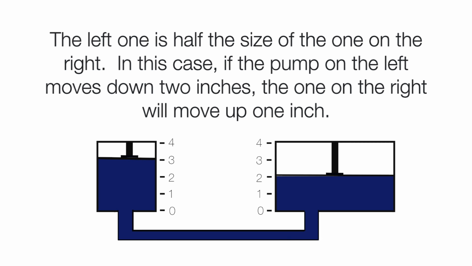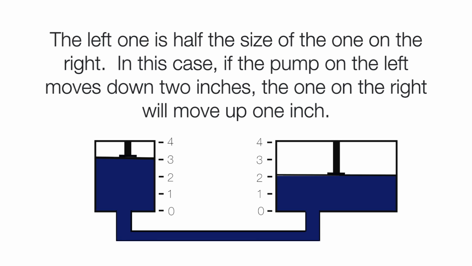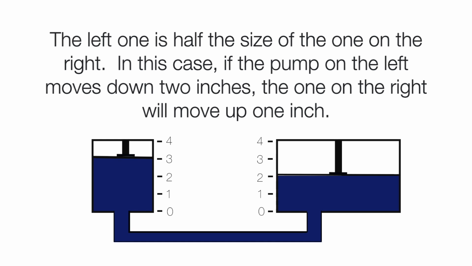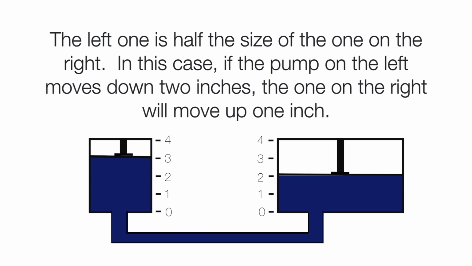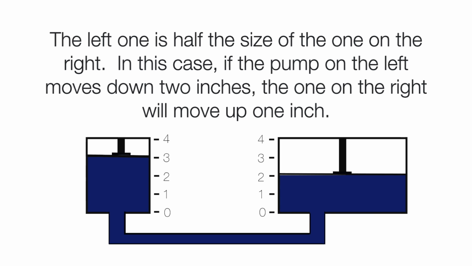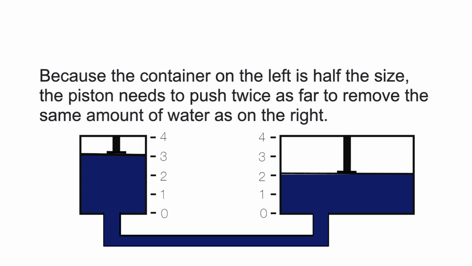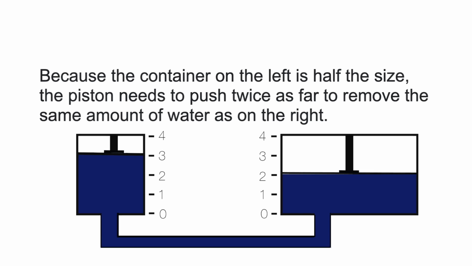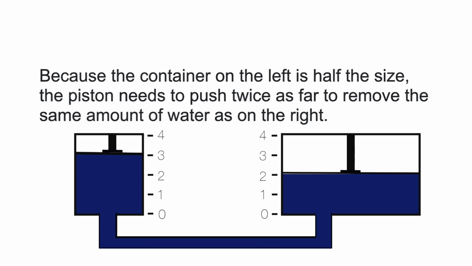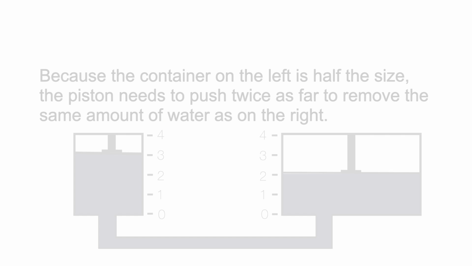Here are 2 vats again. The left one is half the size of the one on the right. In this case, if the pump on the left moves down 2 inches, the one on the right will move up 1 inch. That's because the mechanical advantage is such that only half the force needs to be used on the left, but it needs to be pushed twice as far.